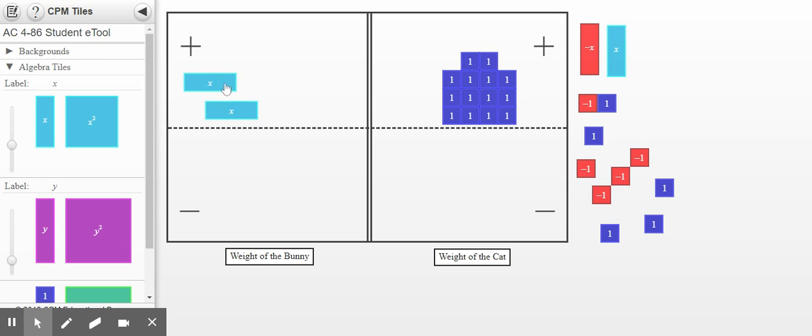So the next step would be, if I want to know only one x, I would need to divide this in half so that I would see that x equals whatever this divided by 2 would be. Pretty neat tool that you can use.